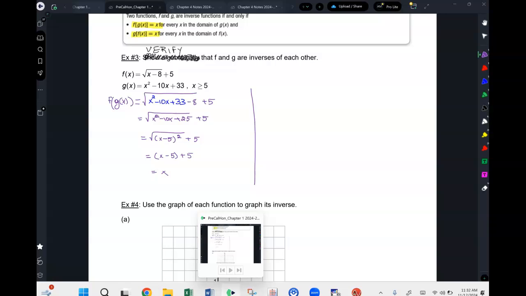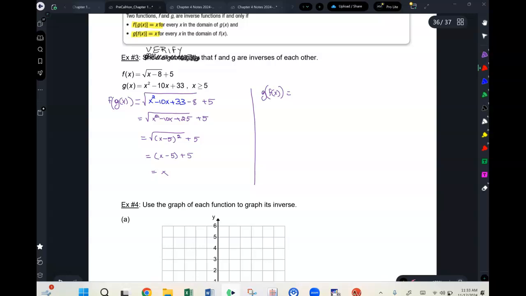Remember, you have to have both. It's "and," not "or." Okay, g of f of x. Okay, so now, if it says verify and it has the greater than 5, yep. Okay, so here we go. You ready? Okay, f of g of x.